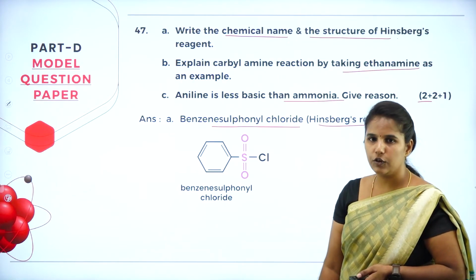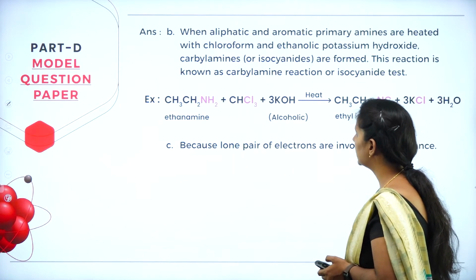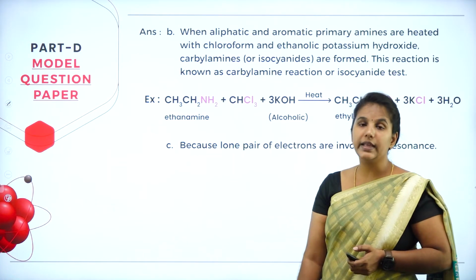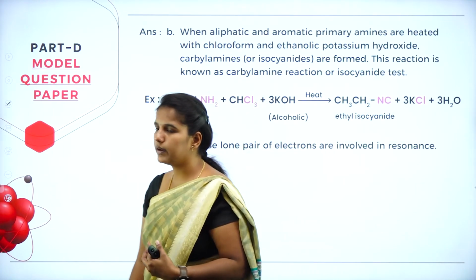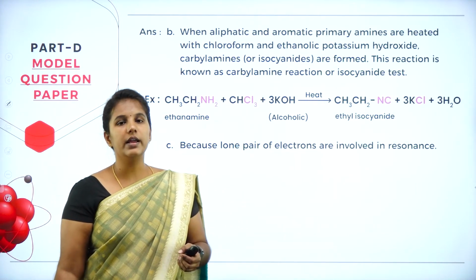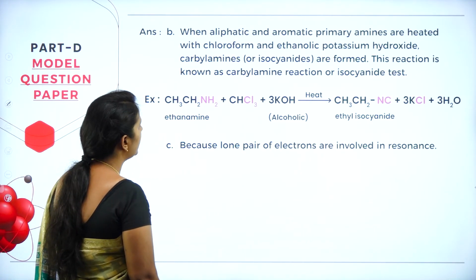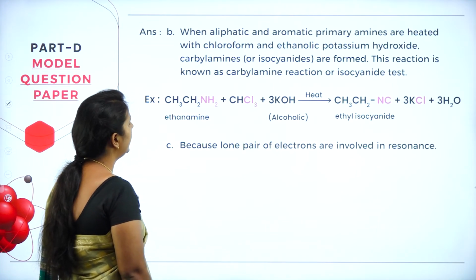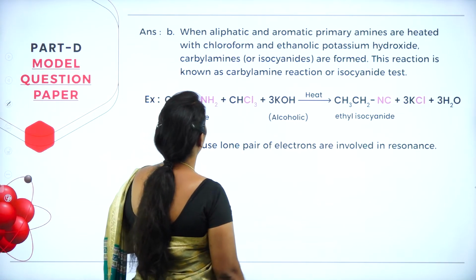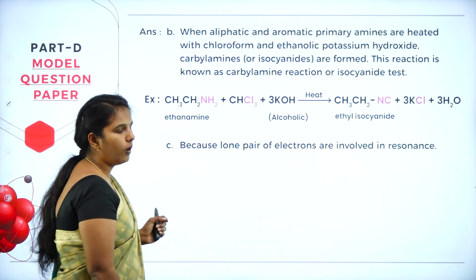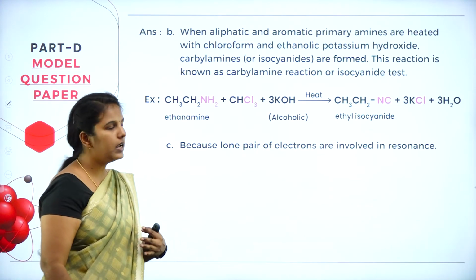benzene sulfonyl chloride. Coming to the second question, the carbylamine reaction by taking ethylamine as an example. Here, just state what the carbylamine reaction is. Then, by taking ethylamine only, you have to write the reaction. When aliphatic or aromatic primary amines are heated with chloroform and ethanolic potassium hydroxide, carbylamine will be formed, and this reaction is also known as the carbylamine reaction or isocyanide test.